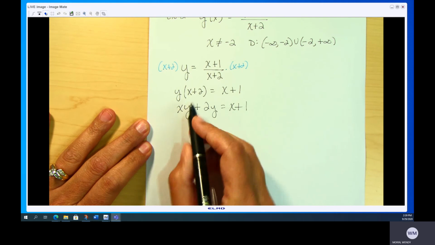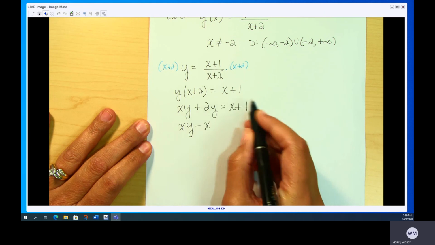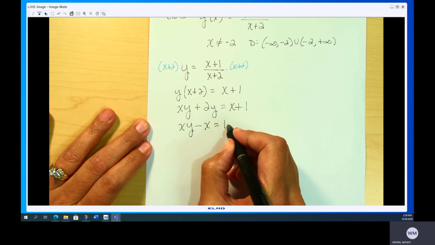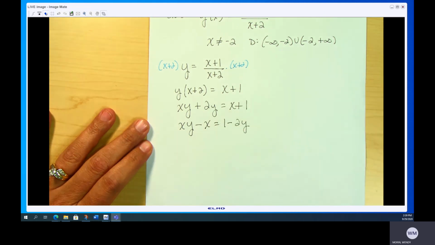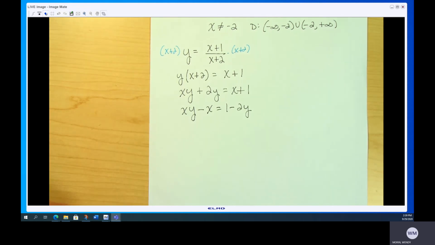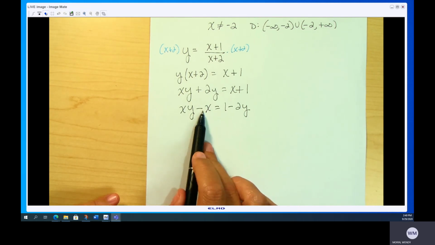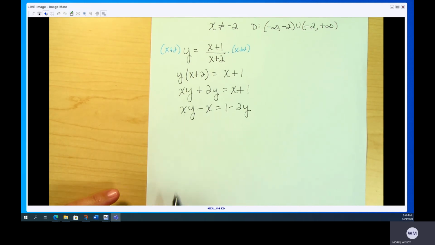We want the x's all on the same side, so I'm going to subtract x. I'm going to move this to the other side. I'm isolating the x's. So for those of you who don't have great algebra skills, you're going to be a little challenged on these problems. We're getting the x terms on one side so we can isolate the x.